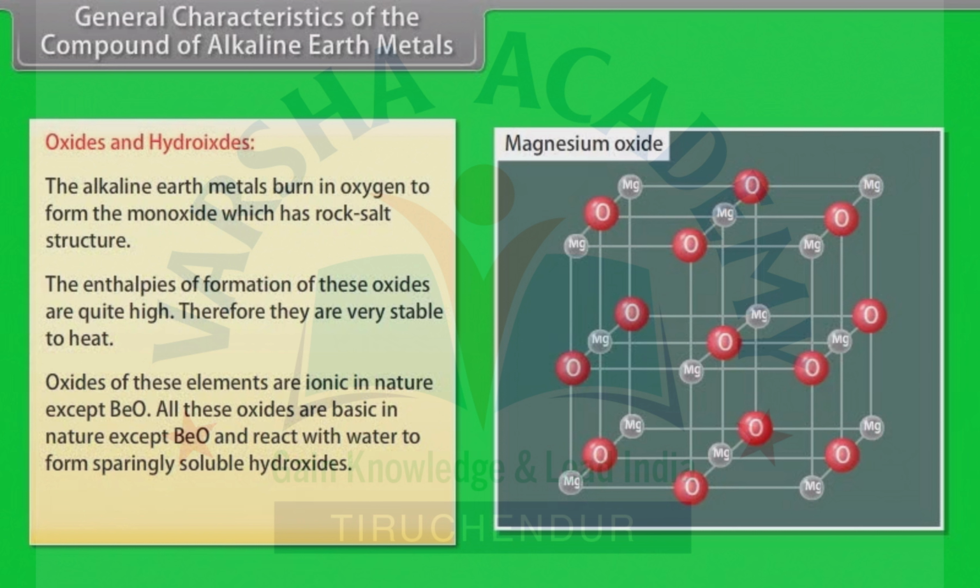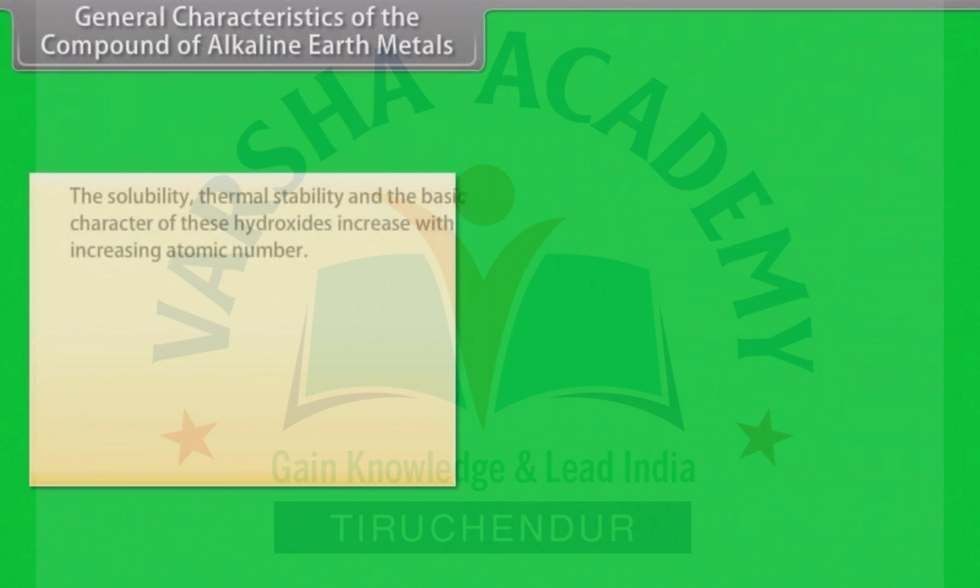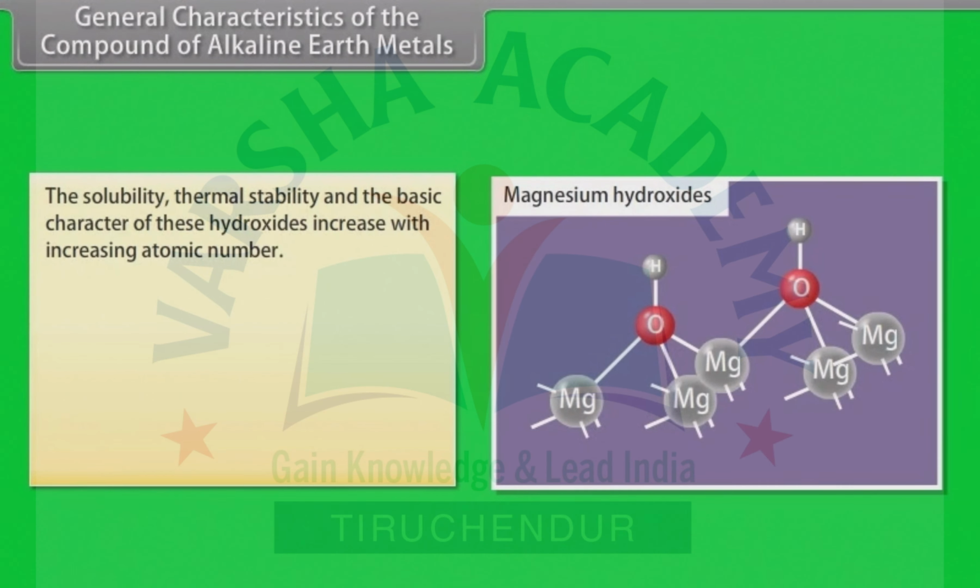All these oxides are basic in nature, except BeO, and react with water to form sparingly soluble hydroxides. The solubility, thermal stability, and the basic character of these hydroxides increase with increasing atomic number.